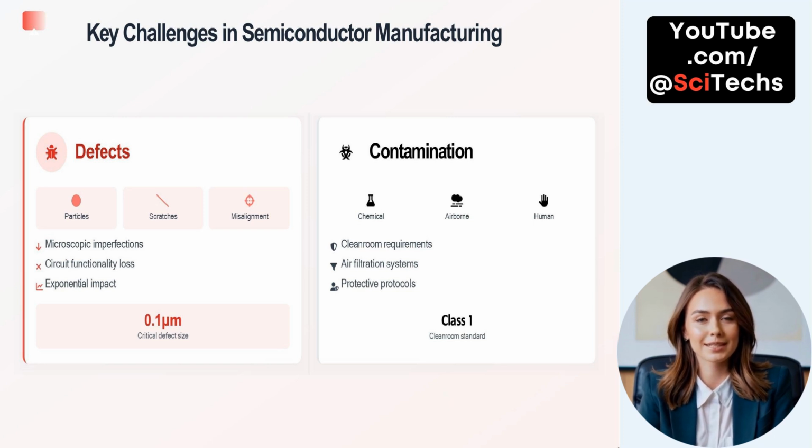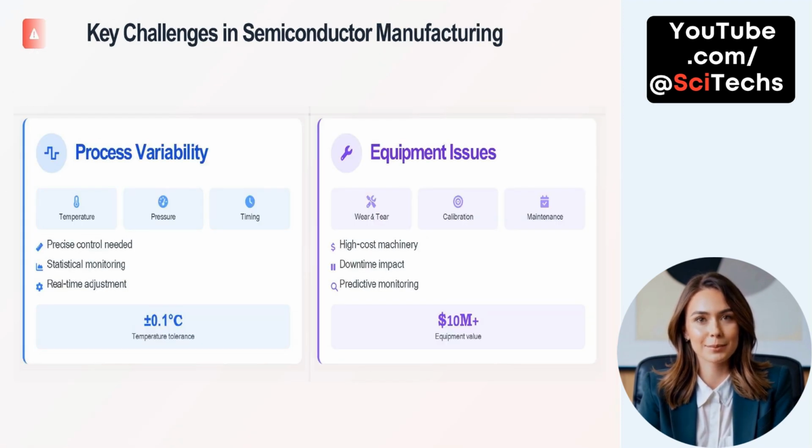On the other hand, contamination can be chemical, airborne, or human-induced. To combat this, manufacturers implement strict cleanroom protocols. Cleanroom environments, especially Class 1, are designed to minimize particles and maintain extremely low contamination levels. Air filtration systems and protective procedures are essential for maintaining purity. Without effective control of defects and contamination, the likelihood of low yields and high scrap rates increases dramatically, making these two issues top priorities in process control and quality assurance. Key challenges in semiconductor manufacturing.